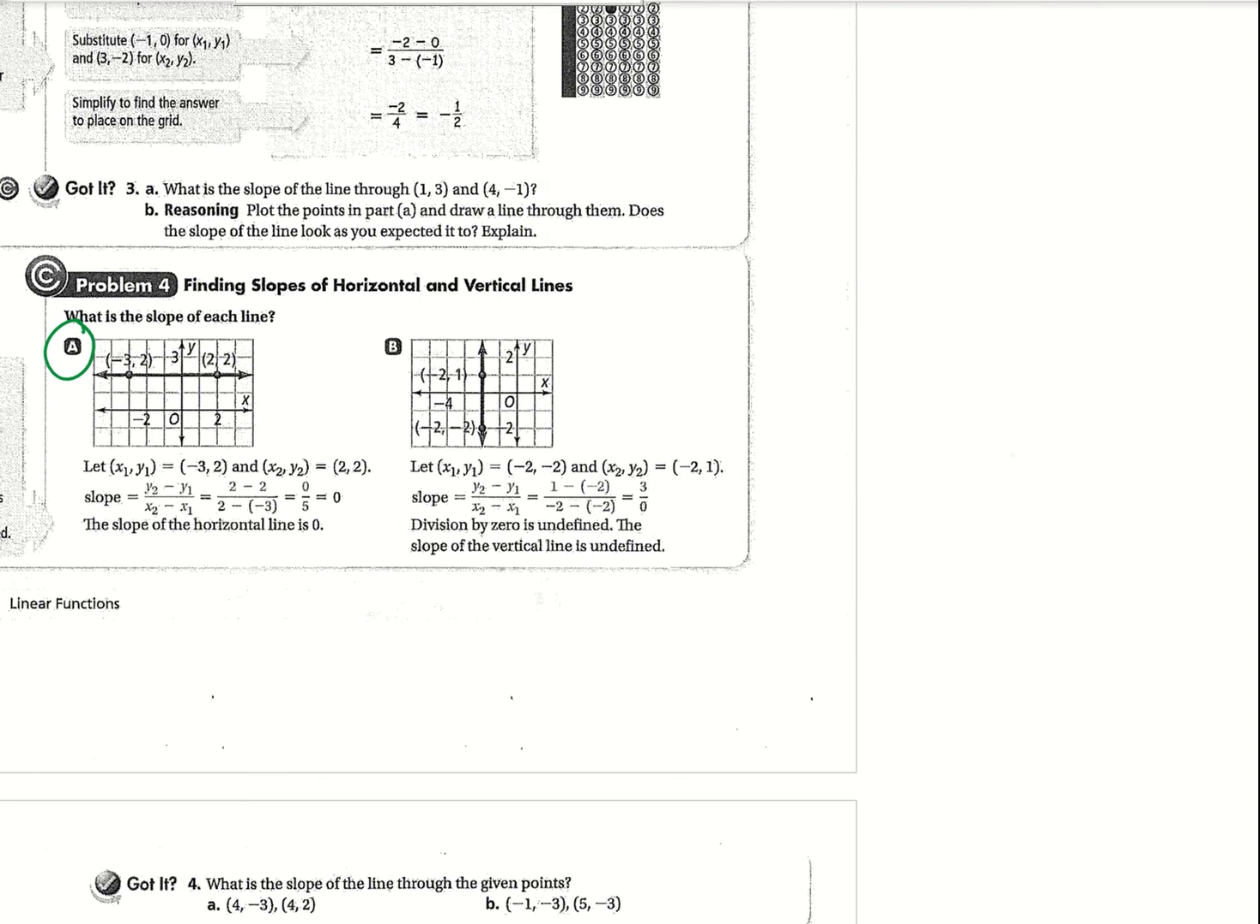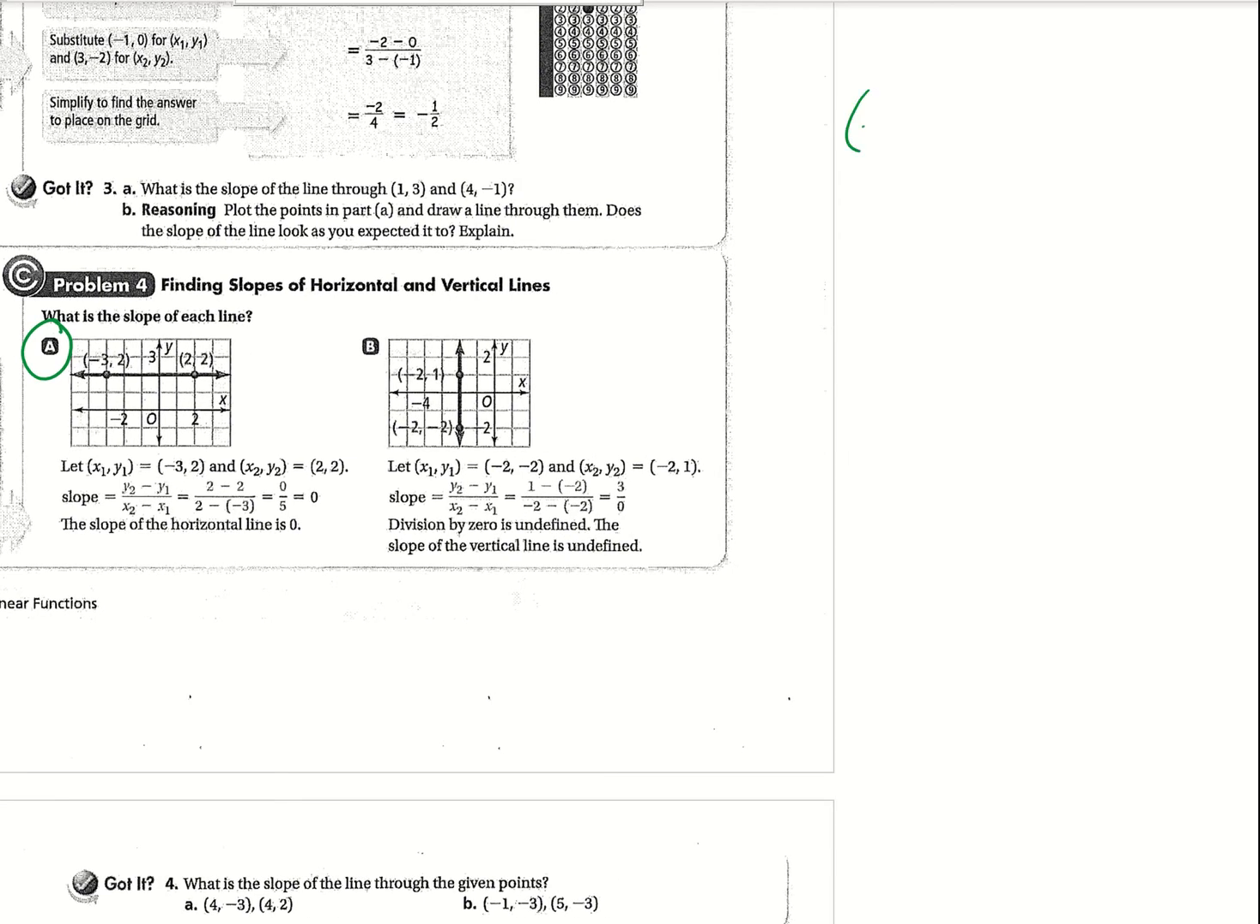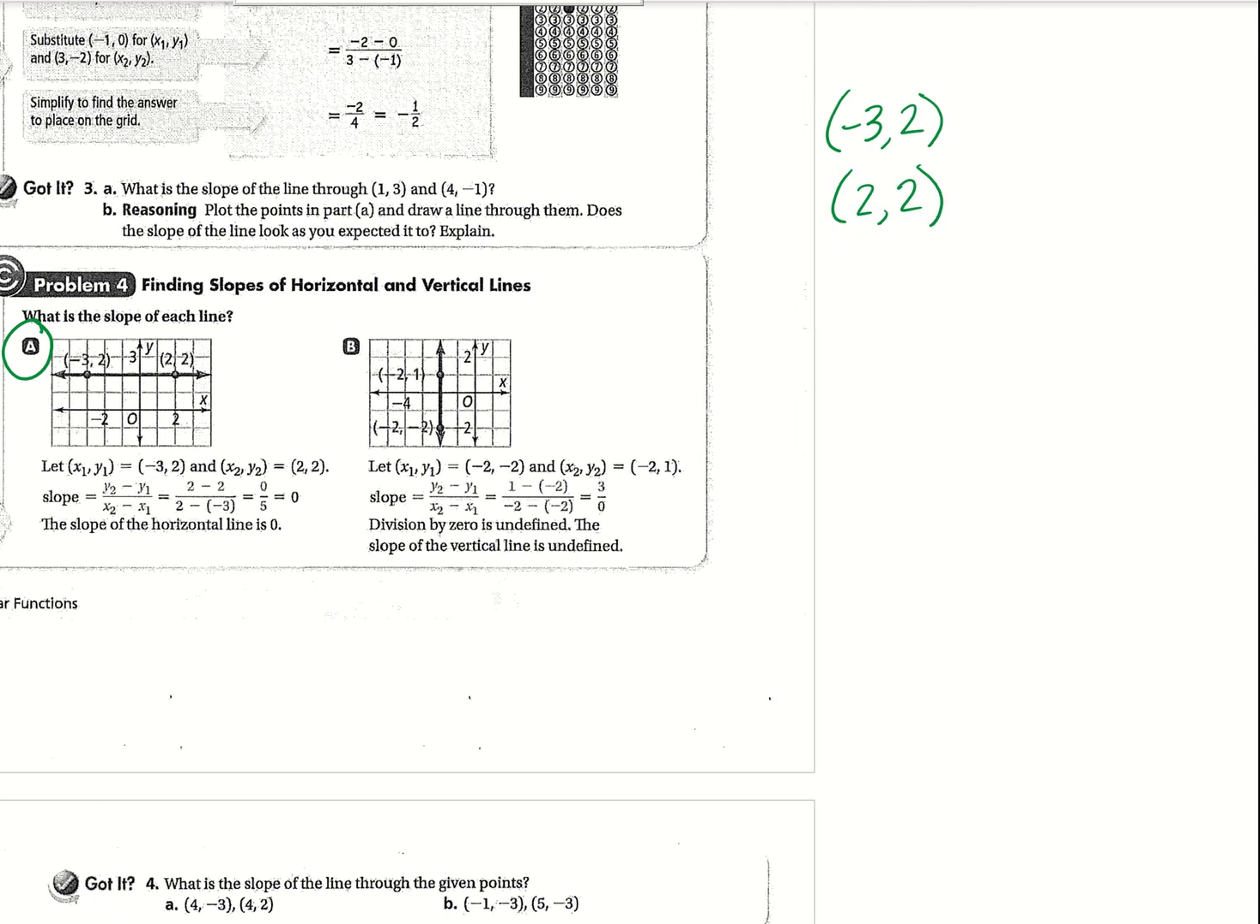Once you've done that, we're going to go ahead and skip on to problem 4. There's a few things to look at with problem 4. First, it asks us to find the slope of each line. So if we look here at A, we're given the points -3, 2, and 2, 2. Now, one thing we haven't really talked about yet is our formula for slope.